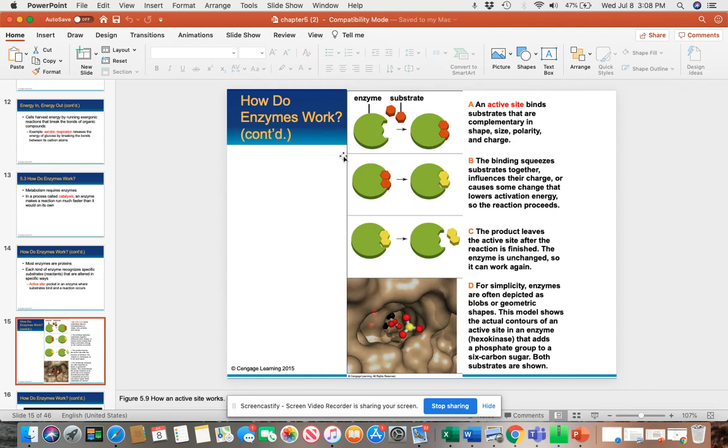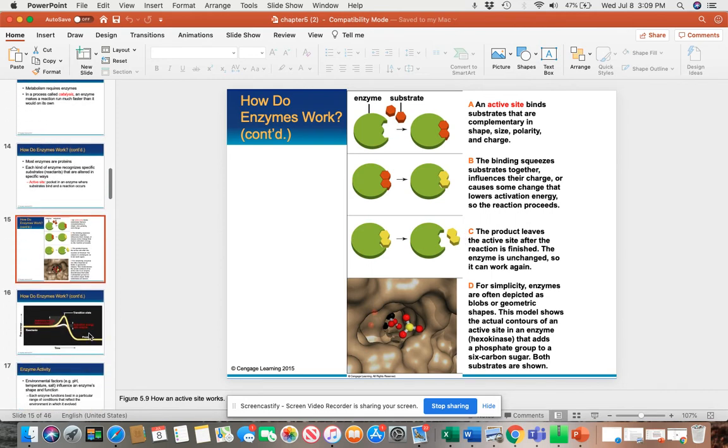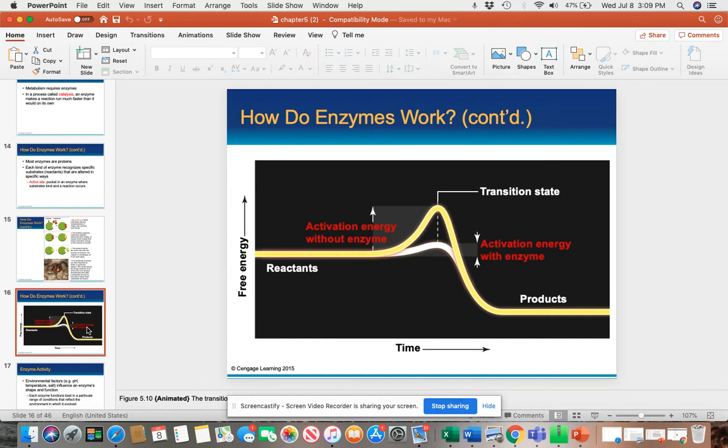So here we see the enzyme and the substrate where the reaction occurs, that's the active site. Eventually, the specific enzyme will produce a product. So what does it mean for an enzyme to lower the activation energy?